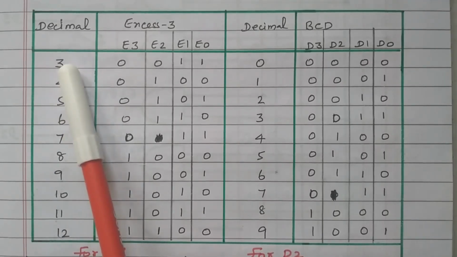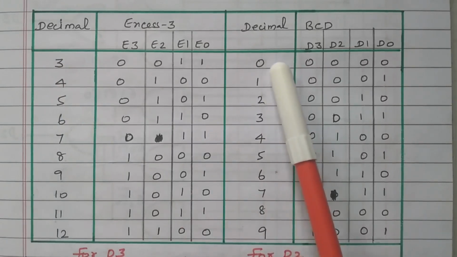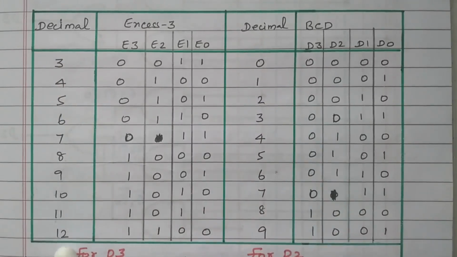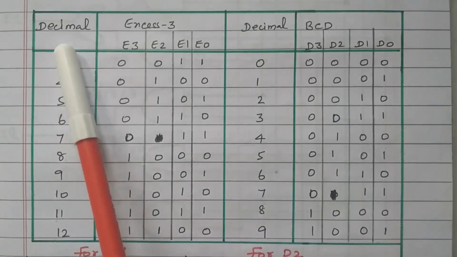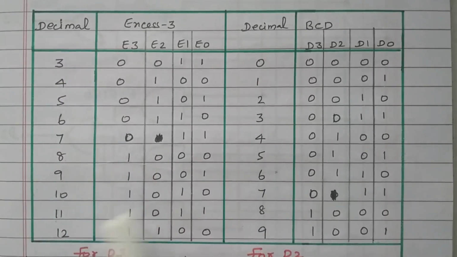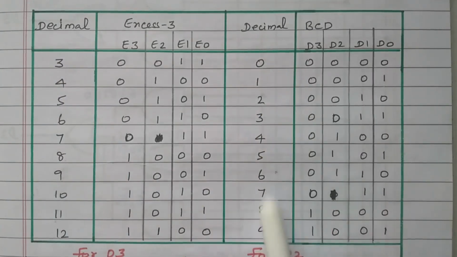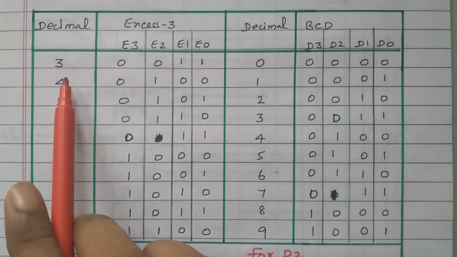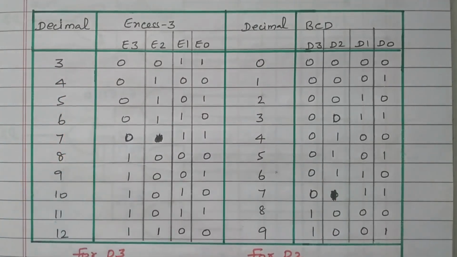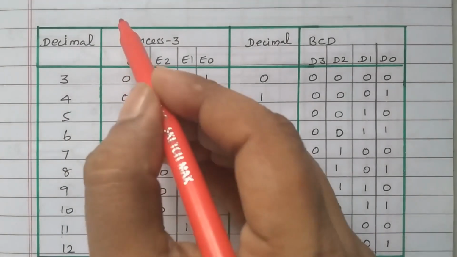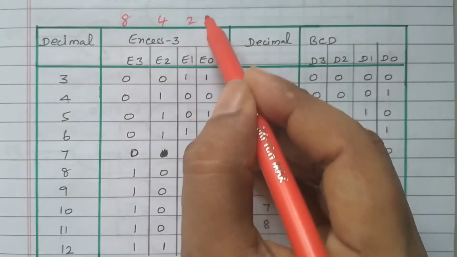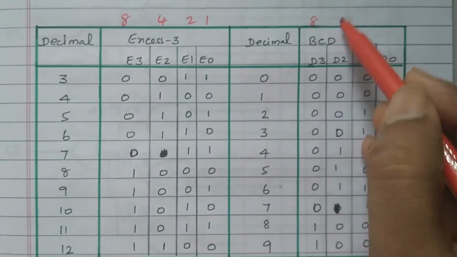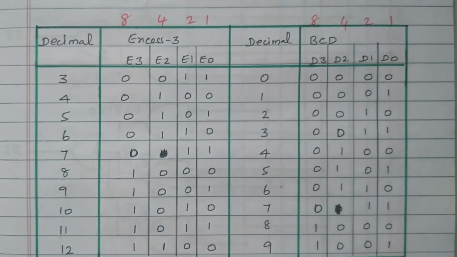Right? From each digit the 3 is subtracted, so that we will get 0 to 9. 12 minus 3 is 9. 9 minus 3 is 6. So this is the equivalent decimal of the XS3 code, and this is the decimal equivalent of the BCD code, after 3 is subtracted. Then this is represented by the code weightage of 8421. Here also the 8421 weightage will be available, right?